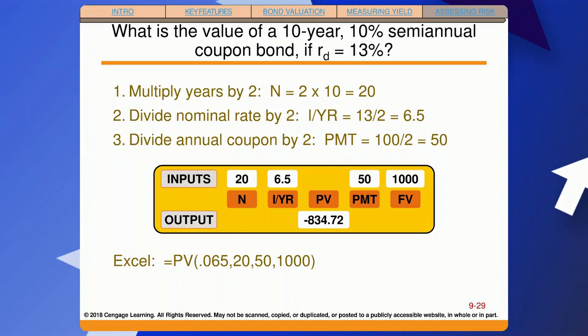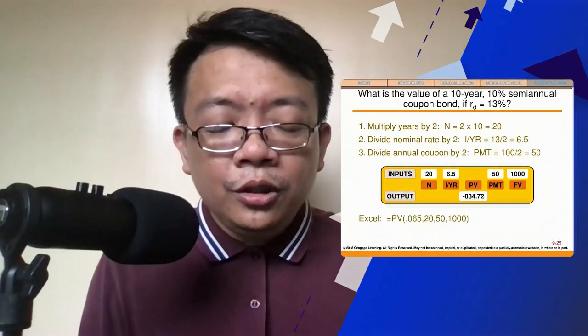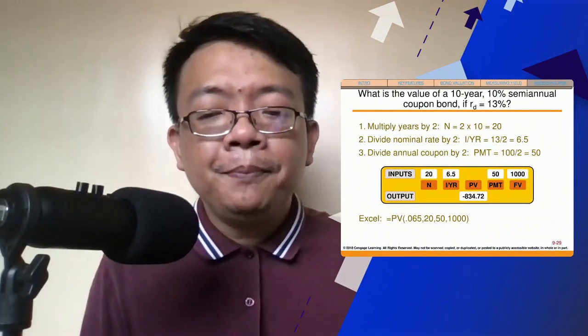So, we will compute for the present value of it. Same pa rin yung procedure, no? Is equals to PV, open parenthesis 0.065, sorry. Then, we have 20 as N, then 50 as payment, a series of payment, then you have 1,000 as your future value. How much would be your present value now? 834.72. Ganun lang yan, ha? Class, ha? Pag may question kayo, don't hesitate to message me. Okay?